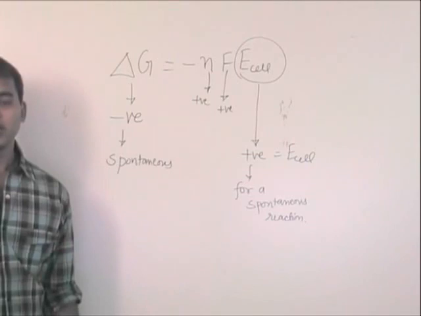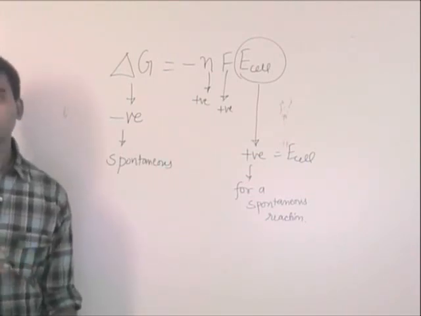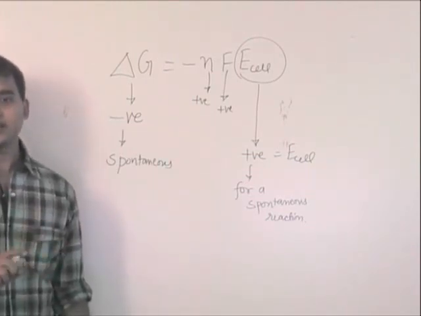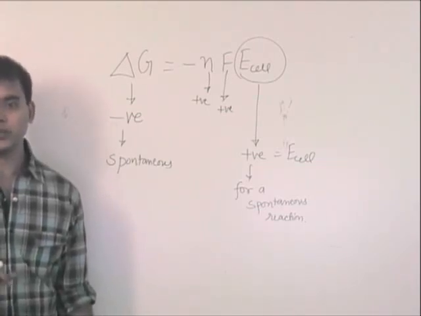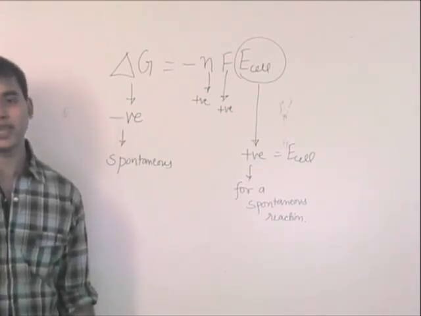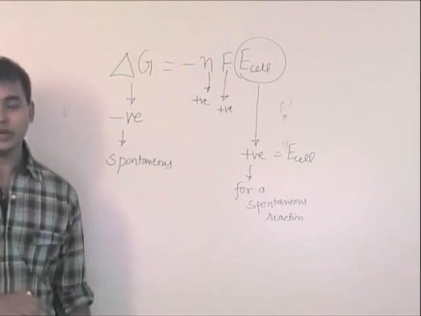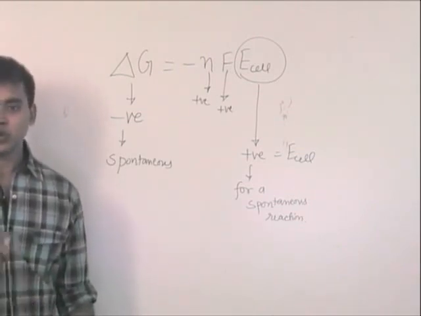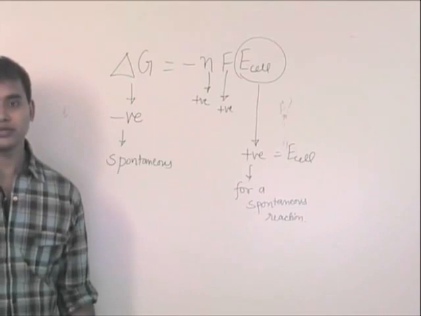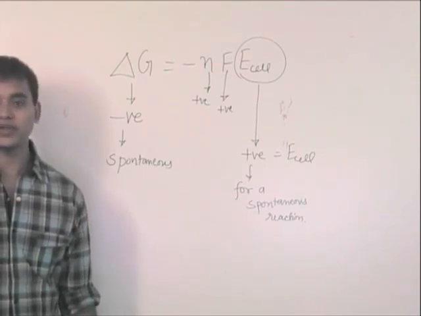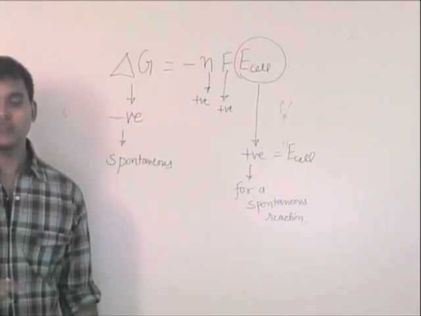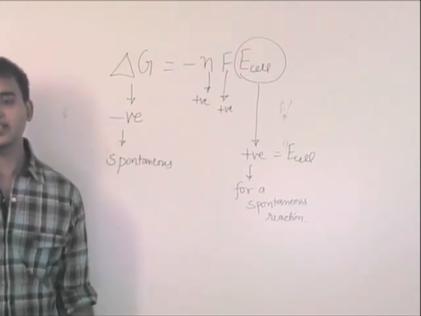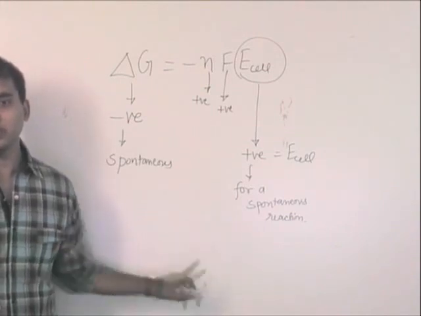Suppose a question is given to you: Zn replaces copper 2 plus from CuSO4 solution to give ZnSO4 plus copper. And the second question is given to you as: copper replaces Zn from ZnSO4 and gives CuSO4 and Zn. Getting my point? So which will be the reaction which is going to be possible? That reaction for which E cell is going to be positive.